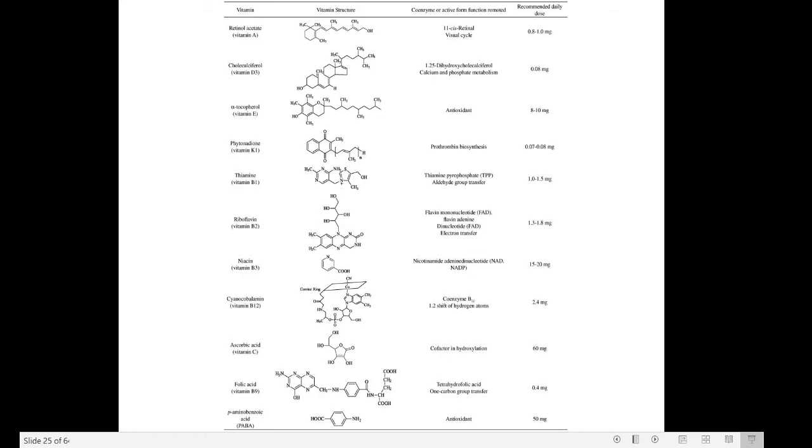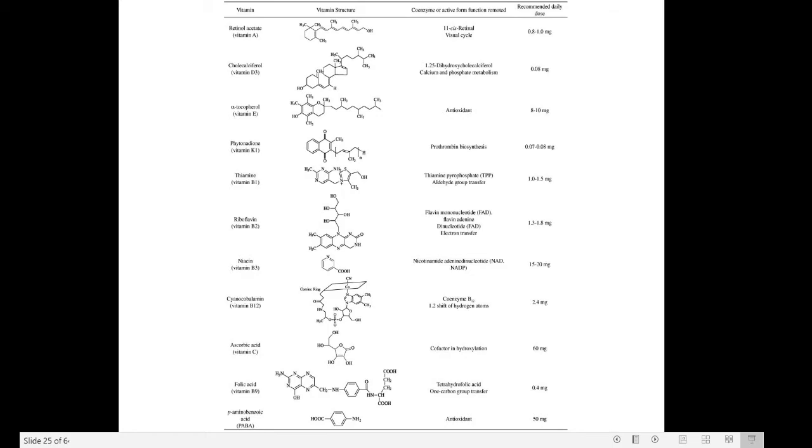Then cholecalciferol, this is vitamin D3. It is involved in calcium and phosphate metabolism. Then vitamin E, called alpha tocopherol, is an antioxidant. Then vitamin K1, phytonadione, helps in prothrombin biosynthesis.